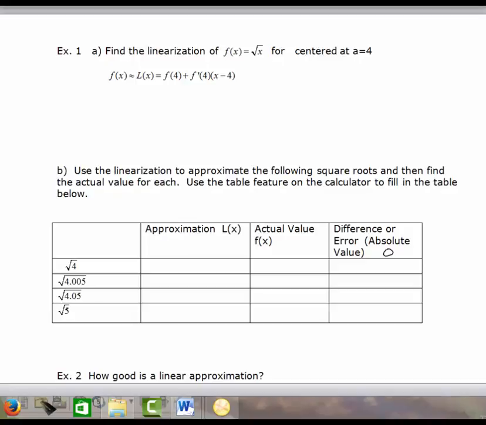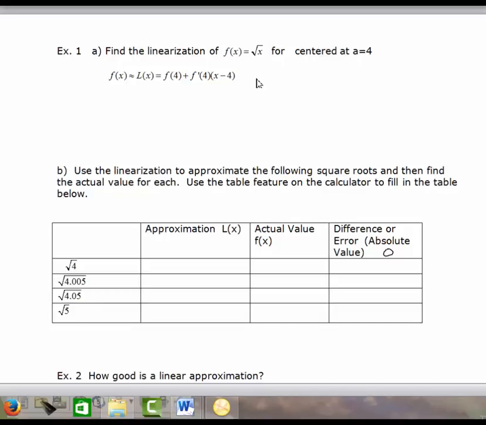Right, in this example, we're going to use the linear approximation to approximate the square root of numbers that are near 4. When you're using a linear approximation, you center it around a value that you know you can evaluate quite easily. So we know how to take the square root of 4, but to take the square root of 4.005 by hand is not so easy. And so we're going to use a linear equation to do that.